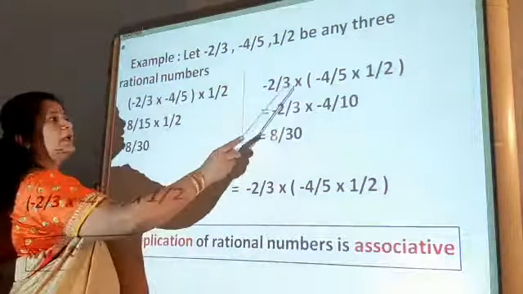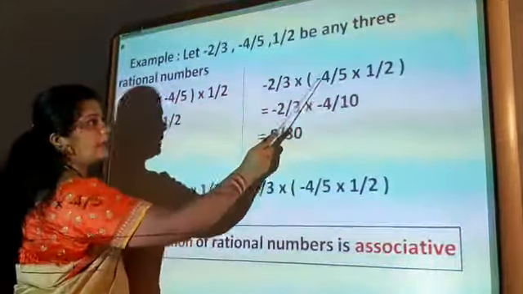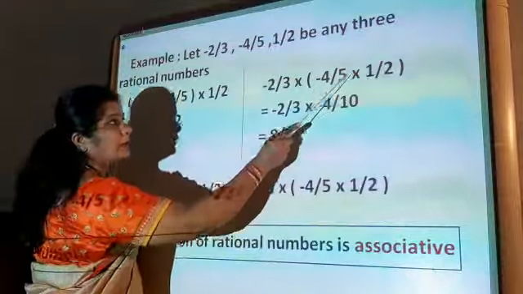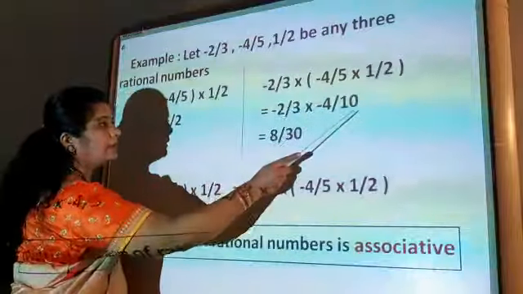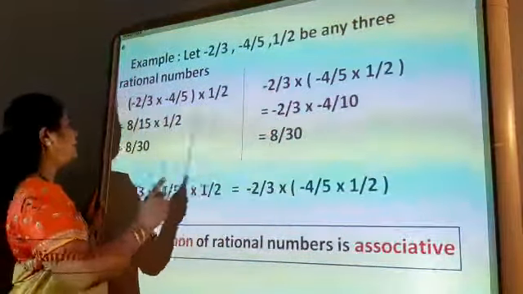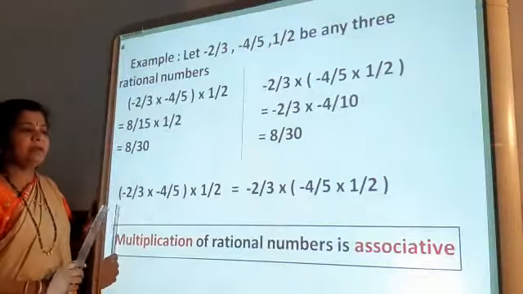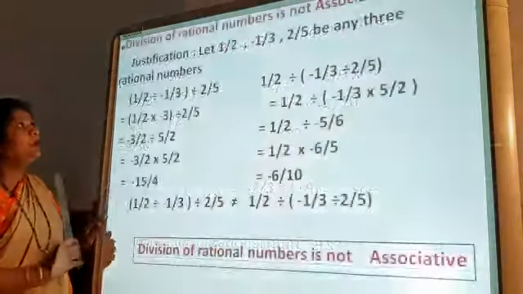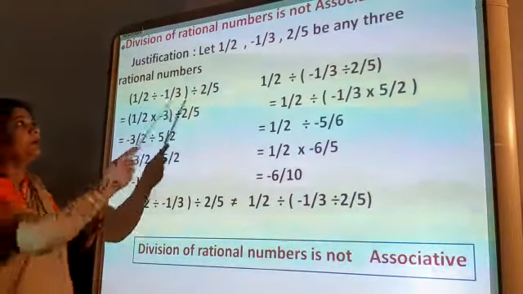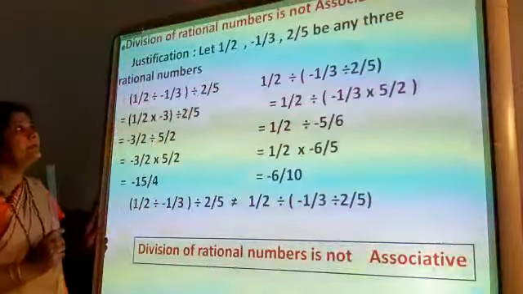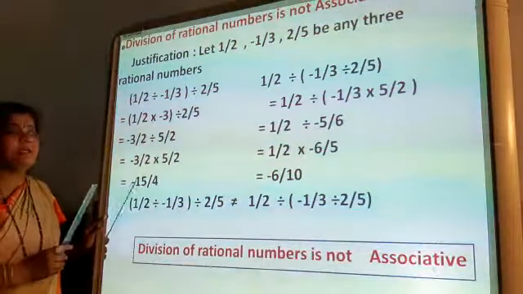Now in the second case, group the last two numbers, that is minus 4 by 5 and 1 by 2. Find the product. Here minus 4 into 1 is minus 4. 5 2s are 10. So minus 2 into minus 4 is 8, 3 tens are 30. So in both the cases we got the answer as 8 by 30. Hence we say that multiplication of rational numbers is associative. The fourth operation is division, but division of rational numbers is not associative. So consider the examples and find the division by grouping in different order and give your justification.